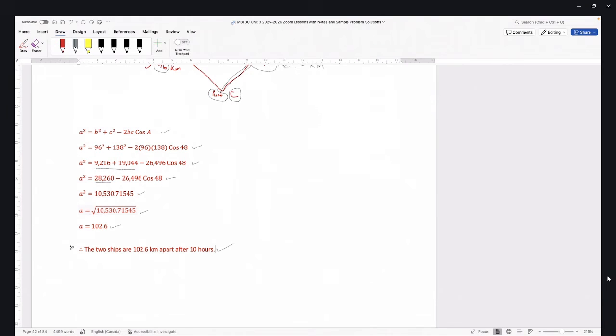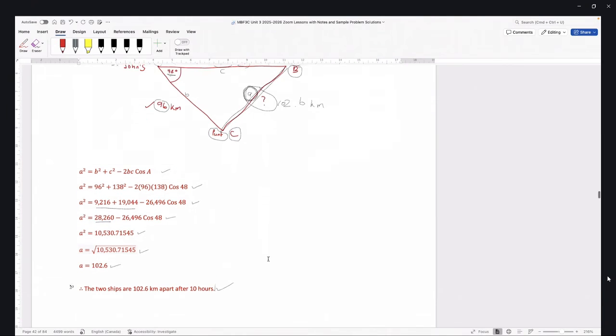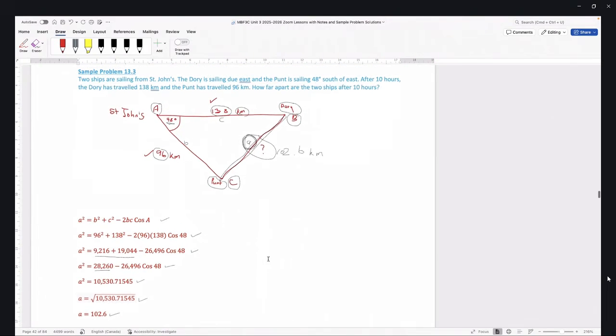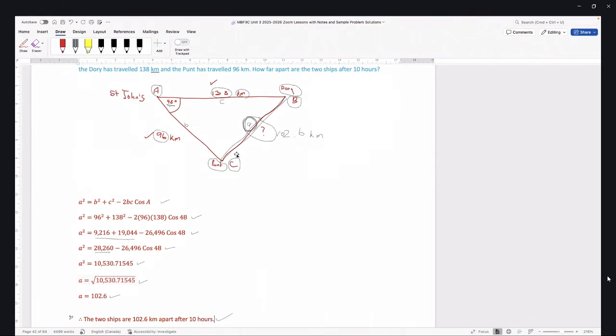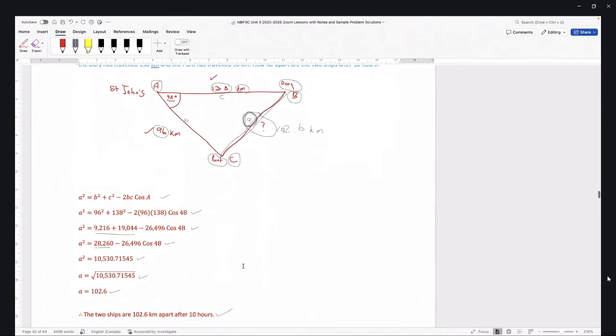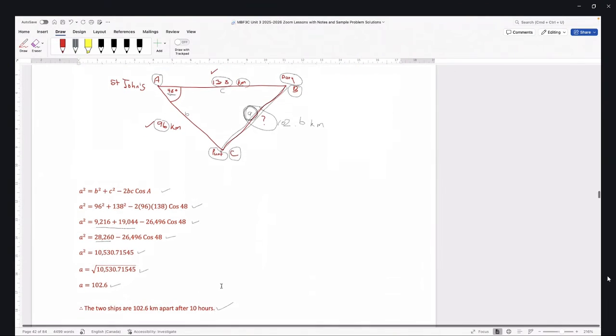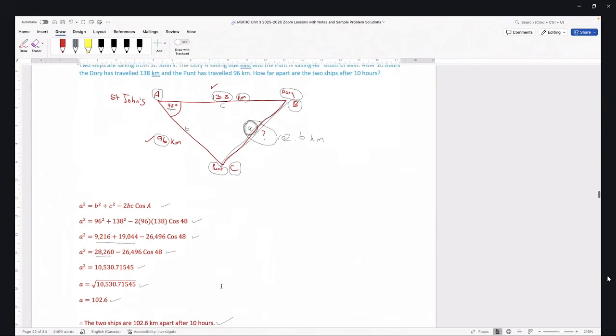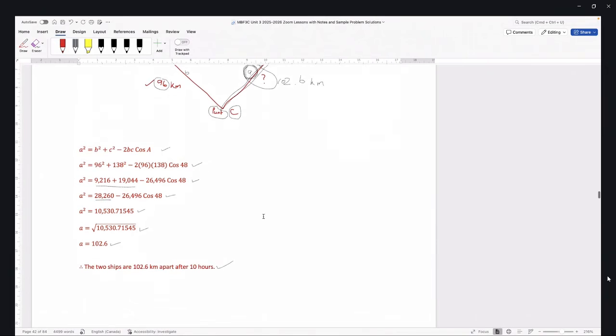Period. So that is how you would solve a word problem. First, draw an accurate diagram. Formula, substitution, simplify till you get to the answer. Follow these steps, and then write a statement at the end answering the question. Okay. So leave that for now.